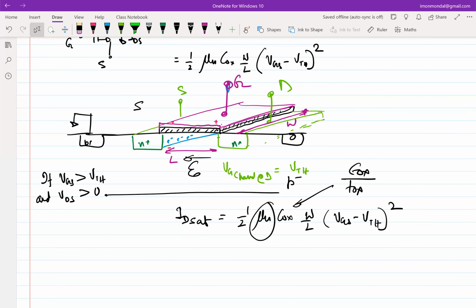However, there is one interesting thing that you should bear in mind while staring at this saturation current equation. What are the design variables here for a circuit designer? What are the variables that you can play with, and what are the variables that you cannot play with? Can I play with mu n? No, right? Once you decide on the material that you are going to use, your mu is fixed. Can I play with Cox?